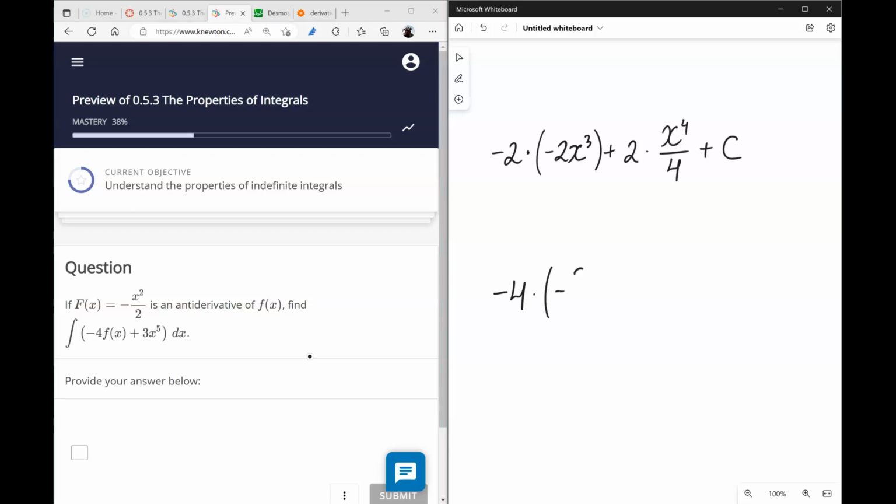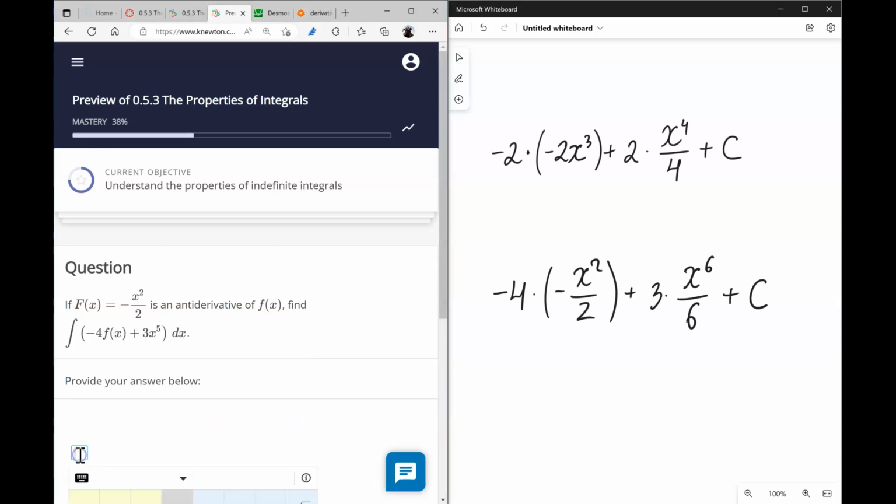-4 times -x squared over 2 plus 3x to the 6 over 6 plus c. So 2x squared plus x to the 6 over 2 plus c.